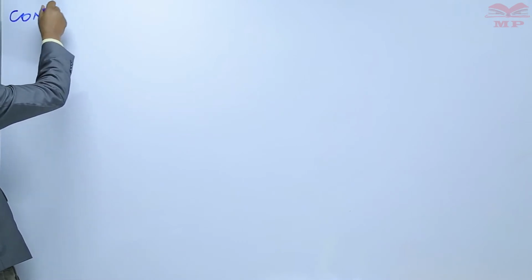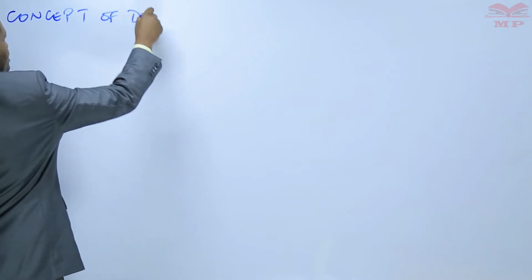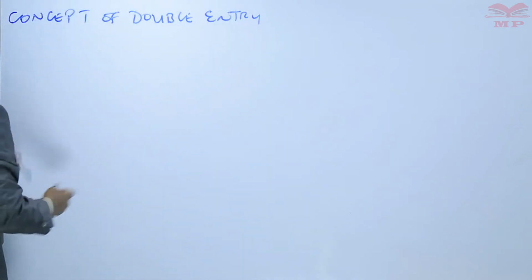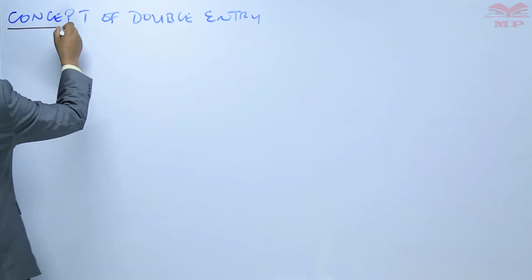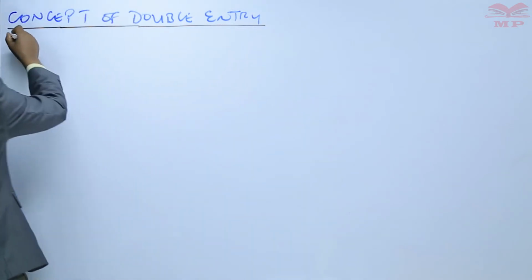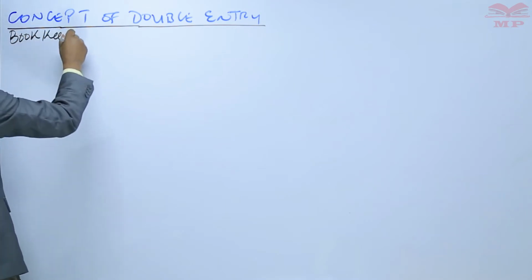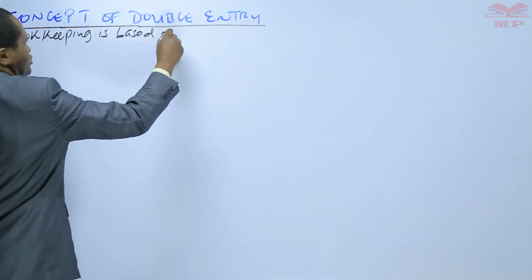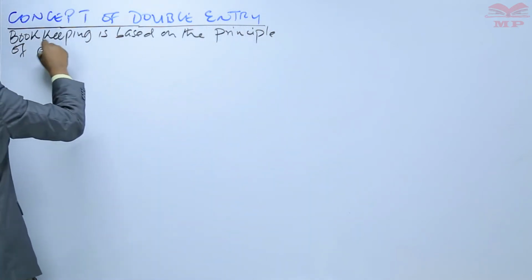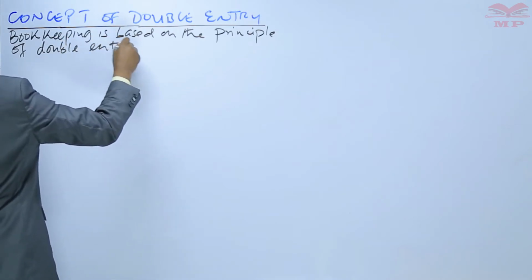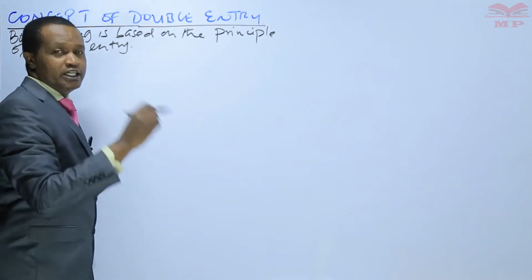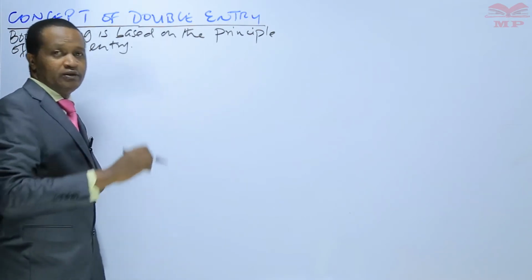Concept of double entry. Learners, bookkeeping is based on the principle of double entry, and the most important concept in this principle is that for every debit entry there must be a corresponding credit entry.